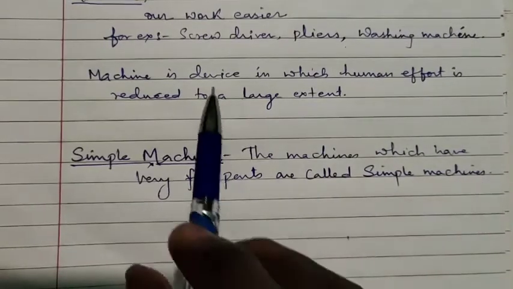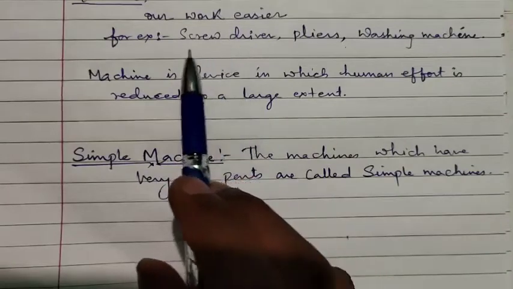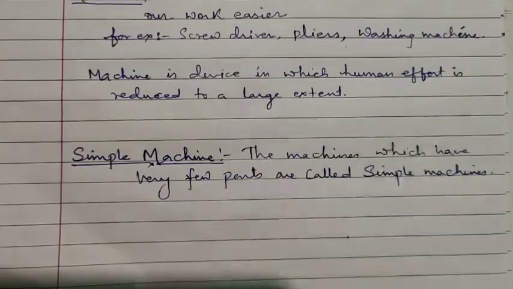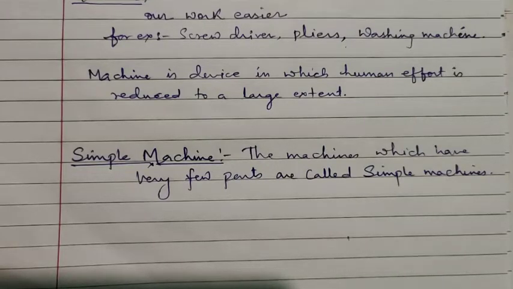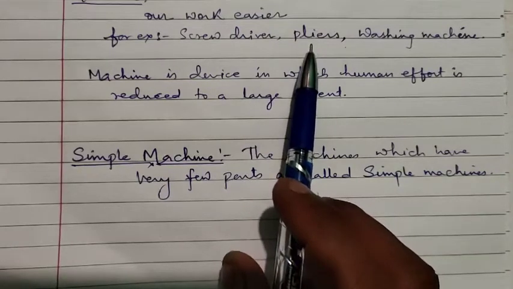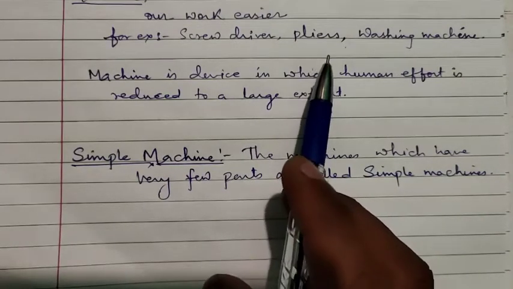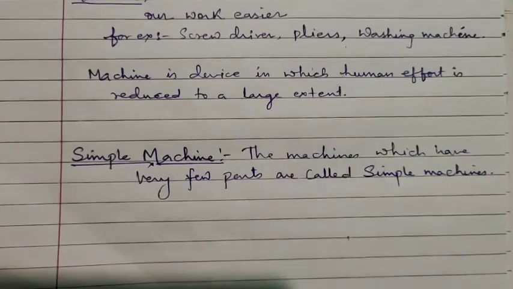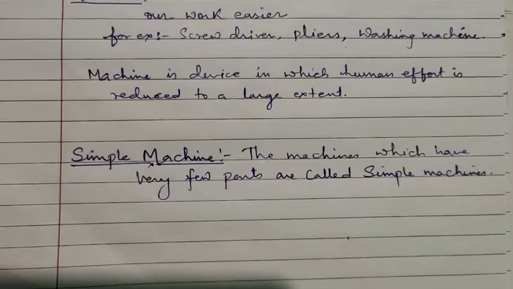The same example, a screwdriver. What does it contain? A handle, which is of plastic or some other fiber material, and one rod with teeth for opening and tightening the nut. The screwdriver is made up of only two parts. A plier is made up of iron rods pivoted in the center. It is also a simple machine.